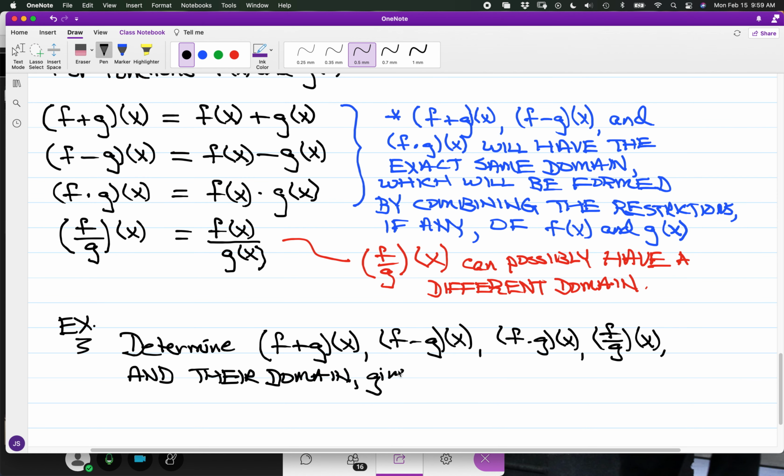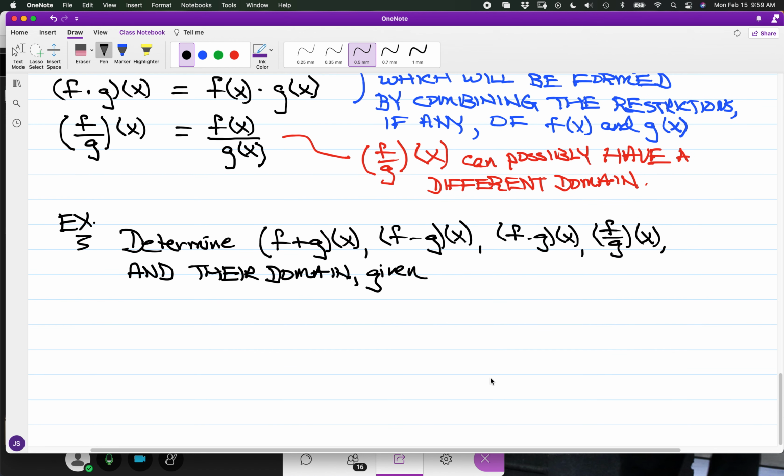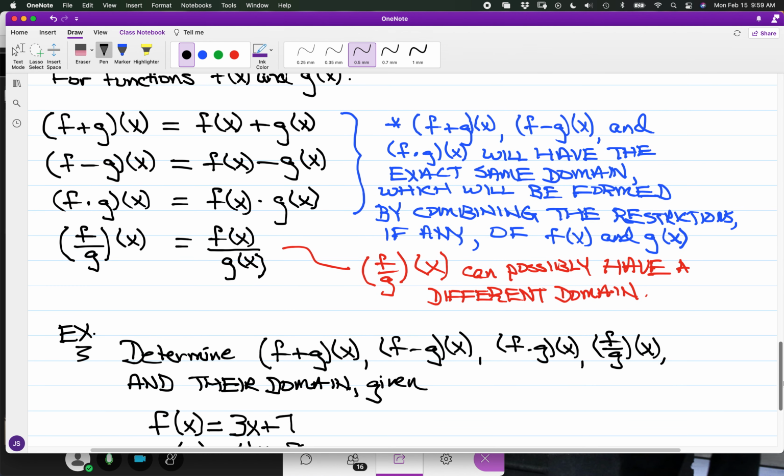And we'll say that we have given, we'll just start out with a couple of linear functions. So you have f of x is equal to 3x plus 7. Then we have g of x is equal to 4x minus 8. Okay, now we'll just look at the operations first, and then we will get to the domain.